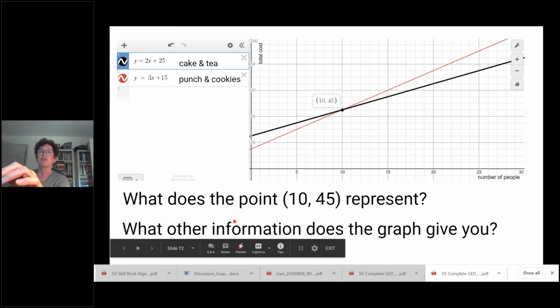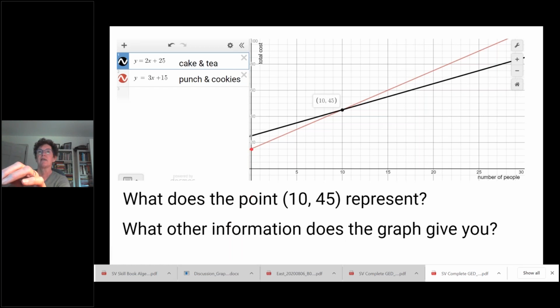What other information does the graph give you? Well, it tells me that if I invite anywhere up to 10 people, it would be cheaper to have punch and cookies. Here's my red line down below. So that's showing me that this is less. Let's check it out. For 5 people, I would be spending $30 if I do punch and cookies. If I invite 5 people for cake and tea, I would be spending $35.